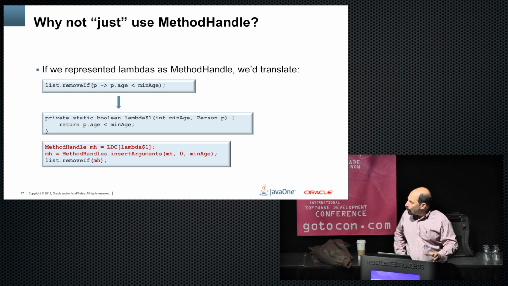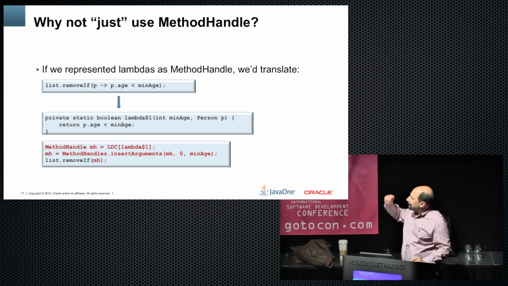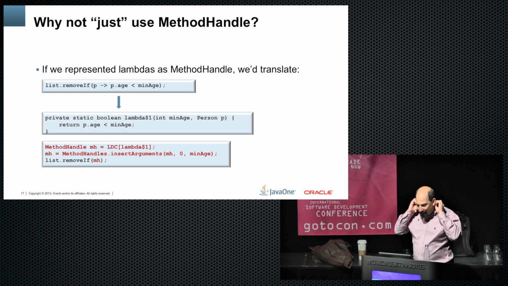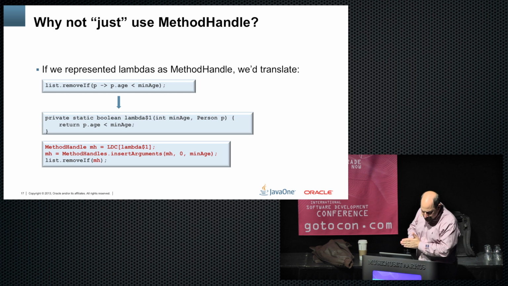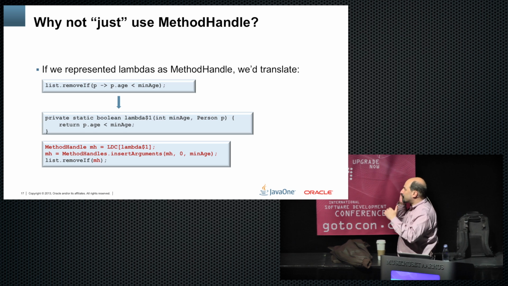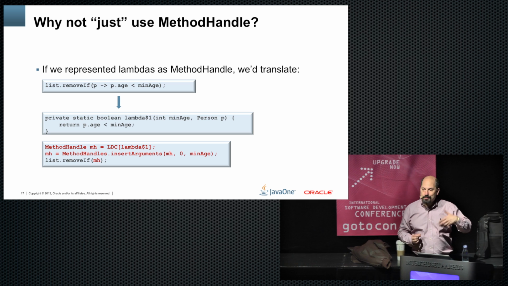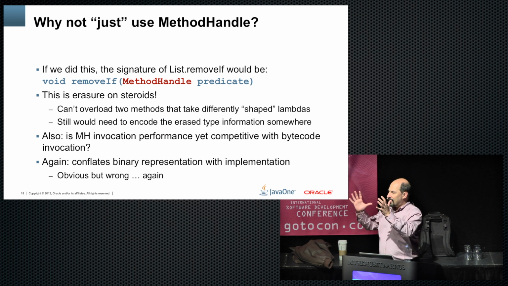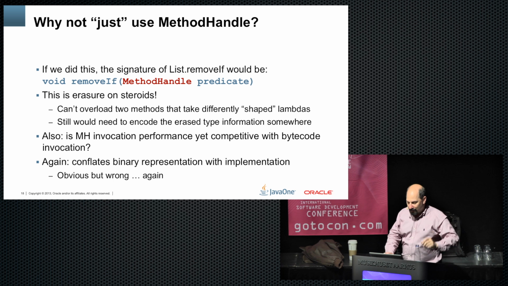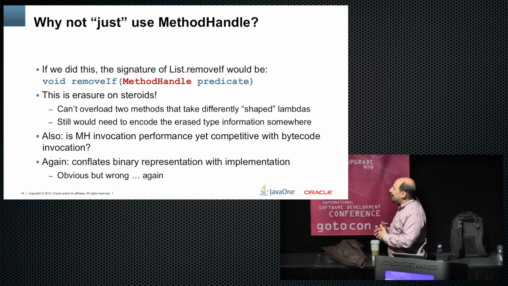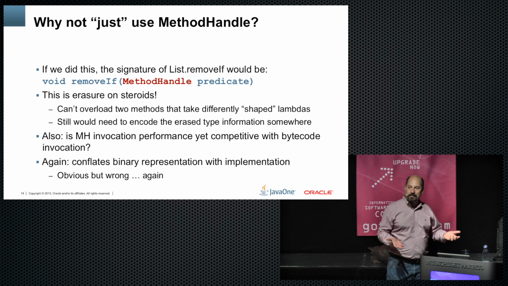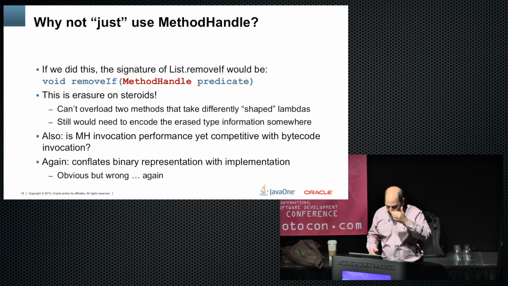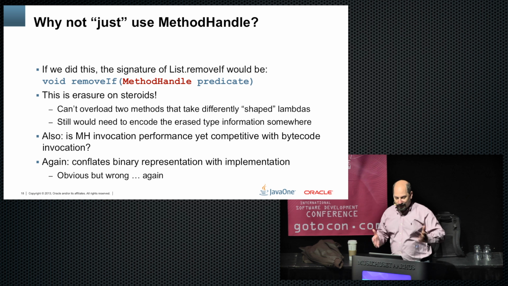And then when we go to generate code for the capture and the invocation, all we do is get a method handle for the desugared method, stash this extra argument on it, minAge, and then just pass that to removeIf. So the signature of removeIf would be removeIf(MethodHandle). Well, that's kind of a problem because method handles are effectively erased, right? There's just one method handle type. There's not a method handle for a function from int to long. There's just MethodHandle. So this is like super erasure. So if erasure sucks, this is even worse.